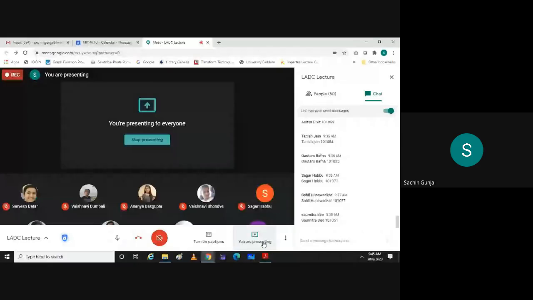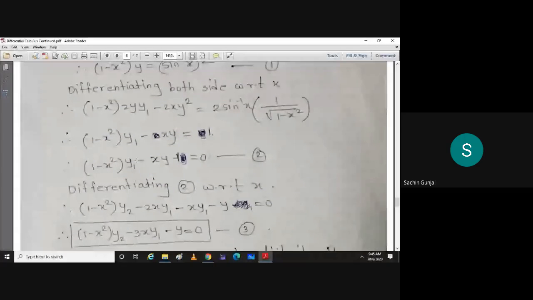So differentiating one more time. y1 is a function of x, 1 minus x square is also a function of x, so you will have to apply product rule. So 1 minus x square as it is, derivative of y1 is y2, minus y1 as it is, derivative of 1 minus x square is minus 2x. Therefore, this minus sign is there. Minus, again, x into y, there is a product, so apply product rule. So x into derivative of y is y1, minus y as it is, derivative of x is 1, equal to 0.